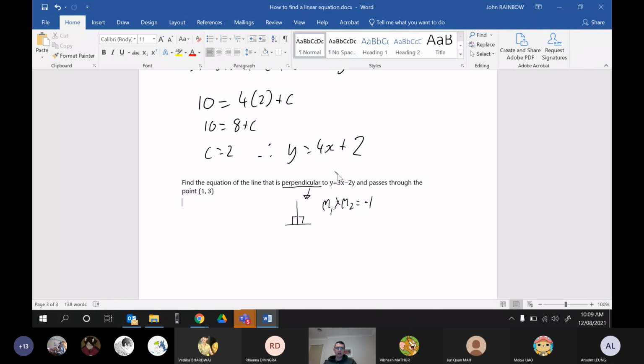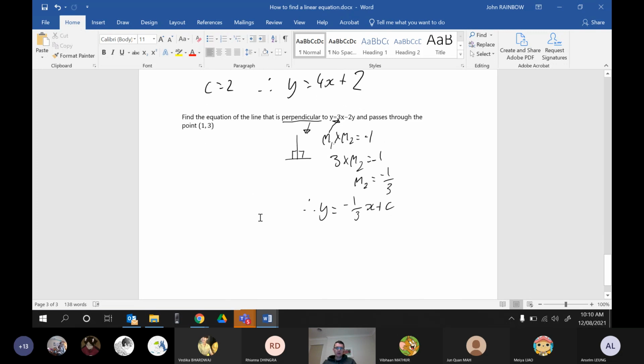And how that works, again, we use the gradient of here. So when I'm saying what m1 is, I'm talking about the actual gradient of this line. So I know 3 times m2 has to equal -1. Therefore, I divide by 3 on both sides. m2 equals -1 on 3. Therefore, I know my equation is y equals -1 on 3 x plus c, which is y equals -x on 3 plus c. Now, that's my first step.